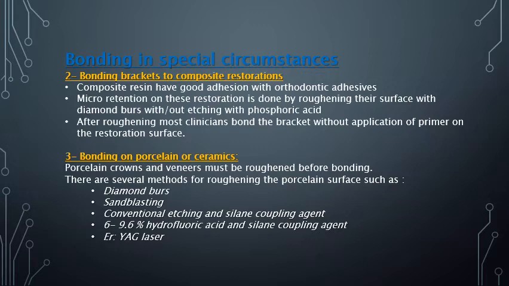Bonding on porcelain or ceramics. Porcelain crowns and veneers must be roughened before bonding. There are several methods for roughening the porcelain surface, such as diamond burs, sandblasting, conventional etching and silane coupling agent, 6 to 9.6% hydrofluoric acid with silane coupling agent, and erbium YAG laser.